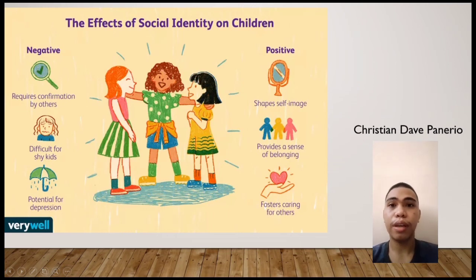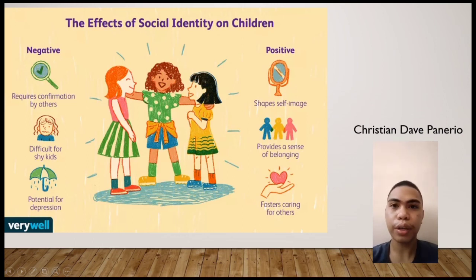So, the effects of social identity on children. There are positive and negative effects of social identity on children. First, the positive effects: it shapes self-image, provides a sense of belonging, and fosters caring for others. Next are the negative effects.